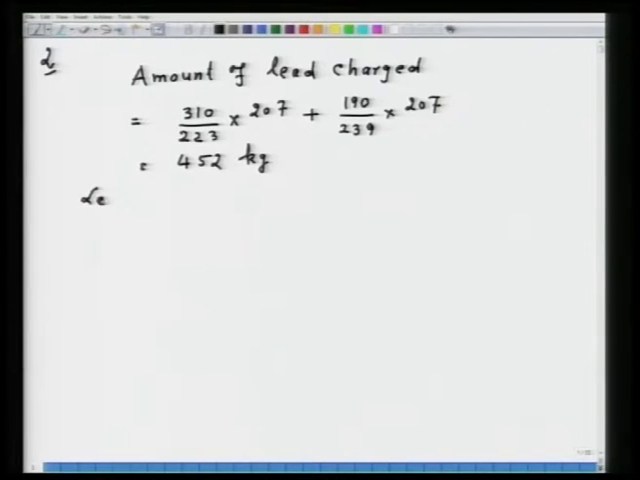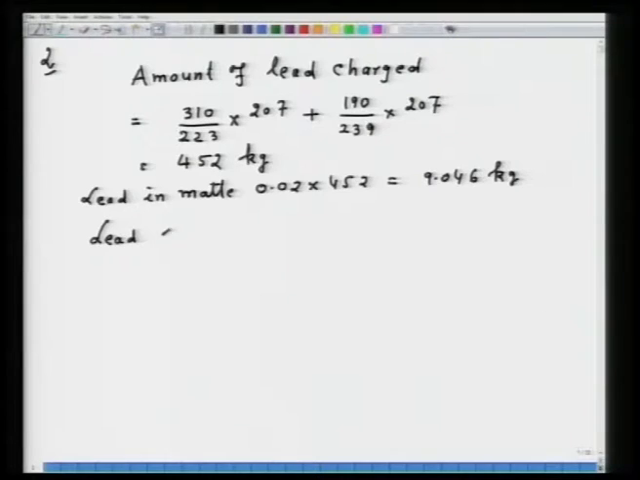Now, lead in matte, as per the problem, is 0.02 into 452. So, you have lead in matte as 9.046 kg as per the statement of the problem. So, amount of lead produced, then there is no loss anywhere, will be 452 minus this. So, the answer would be 443.26 kg. That is the answer when it says that you have to calculate the amount of lead produced.